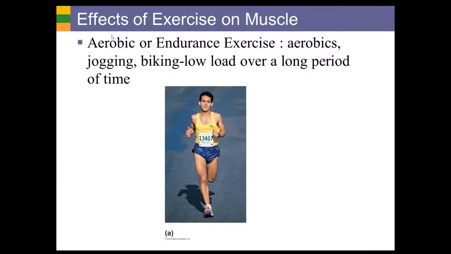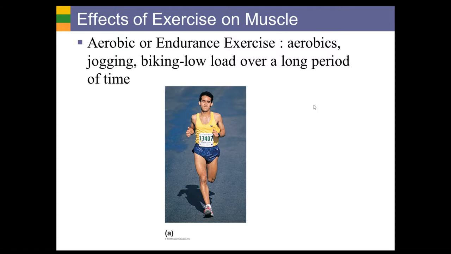So we're talking about the effects of exercise on muscles. First, we're going to talk about aerobic or endurance exercises. Now, these are exercises where there's a relatively low load on your muscles. So your muscles are producing a relatively small amount of tension, but over a long period of time. Typically, if you do something like aerobics or jogging or biking, it's a relatively low load that you're putting on your muscles, but you're working them over long periods of time, 20 minutes, 30 minutes, hours if you're doing a marathon or what have you.